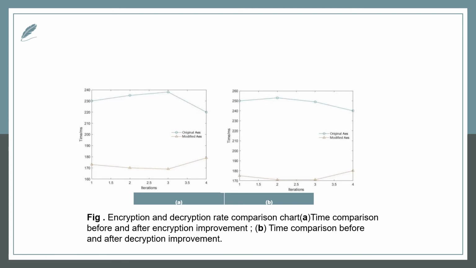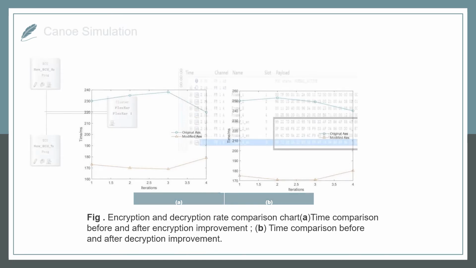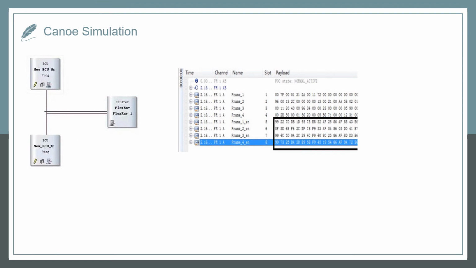We can see, compared with the original AES algorithm, the encryption speed of the modified AES algorithm is increased by about 26%, and the decryption speed is increased by 30%. It can be seen that the modified AES algorithm proposed in this paper reduces the time delay when encrypting and decrypting FlexRay messages.